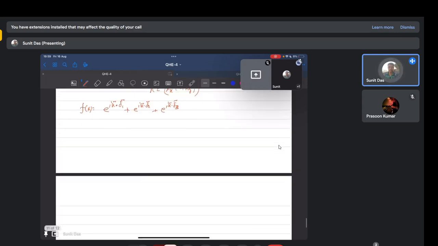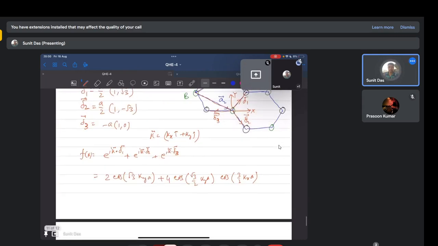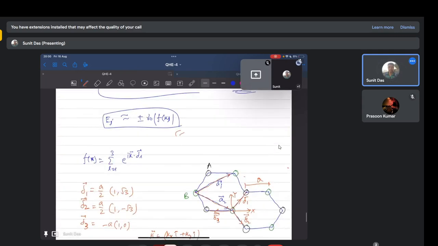After simplification, you will find that a form like this will come: root 3 k_y a plus 4 cos root 3 by 2 k_y a cos 3 by 2 k_x a. You can further simplify it, but nonetheless this is the f of k, and the energy is related to this as plus minus gamma 0 f of k.